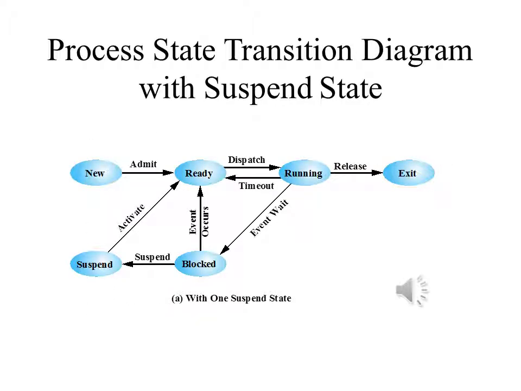With the use of swapping as just described, one other state must be added to the process behavior model, the suspend state. When all of the processes in main memory are in the blocked state, the operating system can suspend one process by putting it in the suspend state and transferring it to disk. The space that is freed in main memory can then be used to bring in another process.